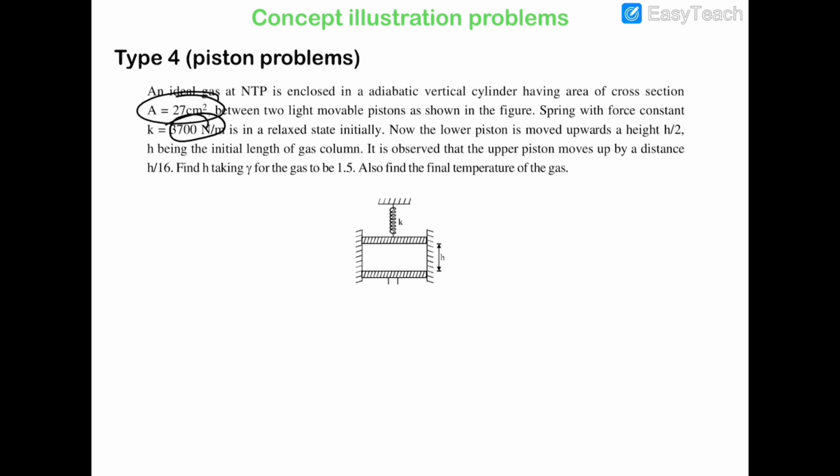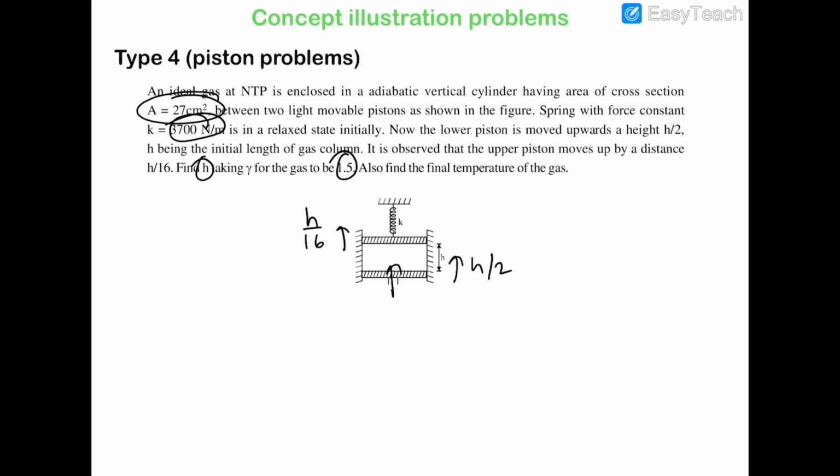The area of cross section is this, and if we move this lower piston upward by a distance of h by 2, where h was the initial length of the gas column, then it is observed that the upper piston moves up by a distance of h by 16 till equilibrium is attained. Now gamma is 1.5. We have to find the value of h, and also the final temperature of the gas.